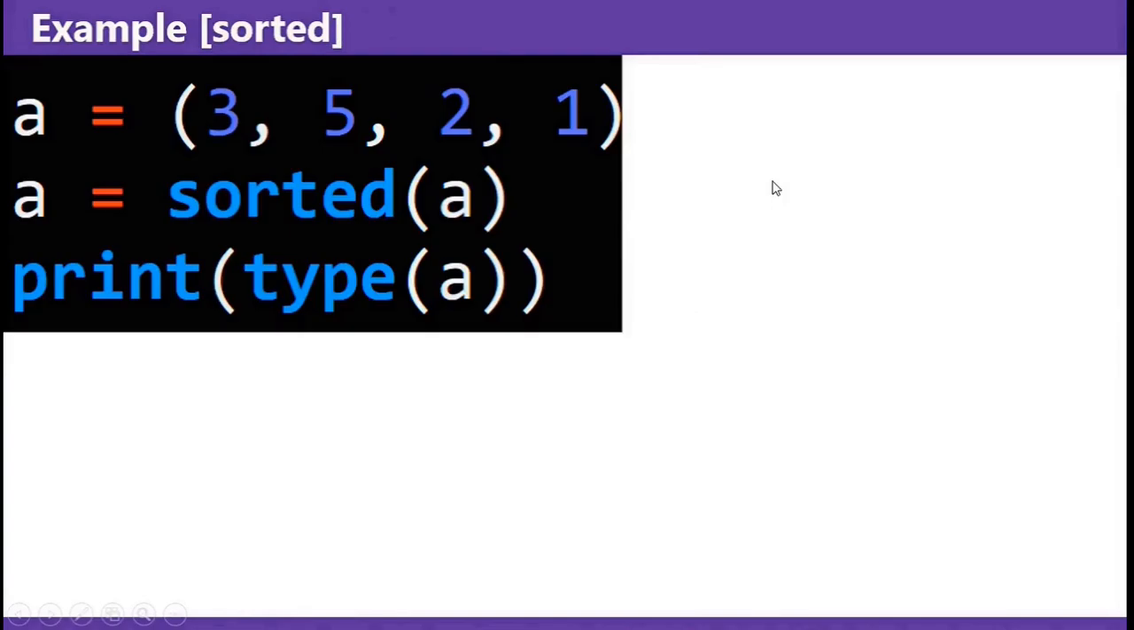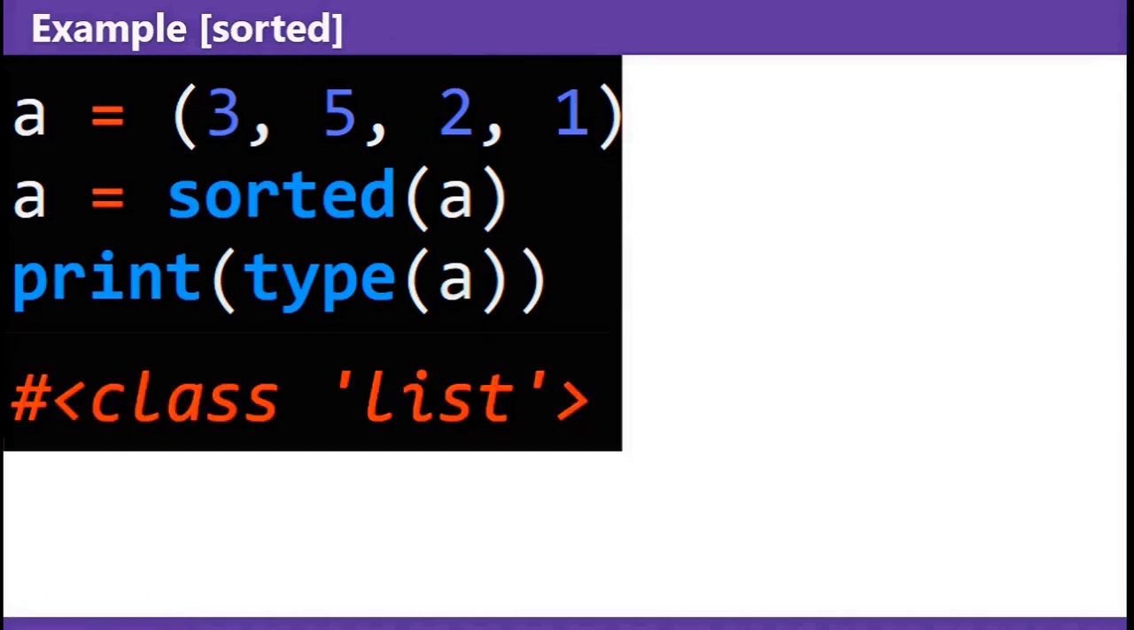In this code, you pass a tuple into the sorted function. What type do you think it is after it's been sorted? Do you think tuple? Well, then you'd be wrong. Turns out, it's a list, and you see as much when you print out its type.